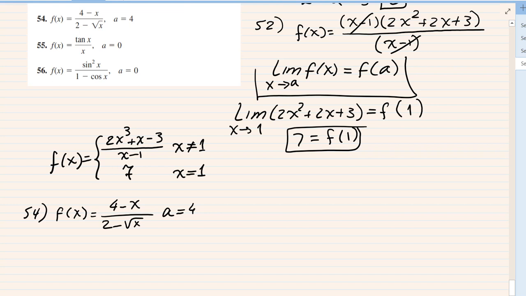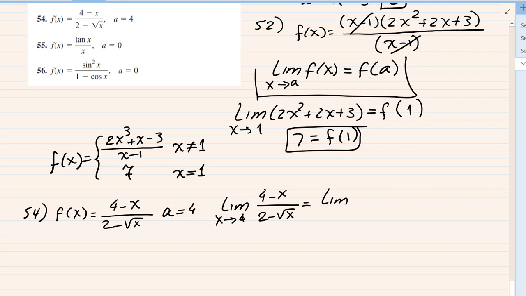Okay, now for this one again, if you plug in a 4 in the denominator, you get division by 0. In fact, at 4 you get 0 over 0, in the form of the limit, that is. But this isn't a limit, this is just a function, right? So for number 54, again, we want the limit of the function of 4 minus x over 2 minus root x as x approaches 4 to equal the value of the function at that point. So let's find this limit first.